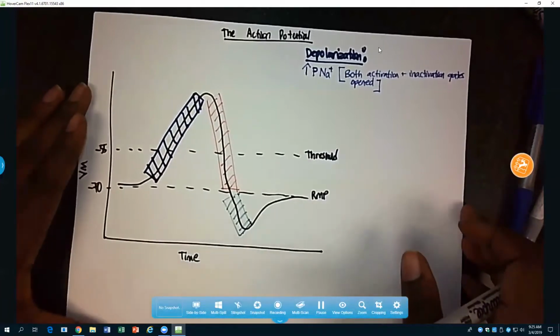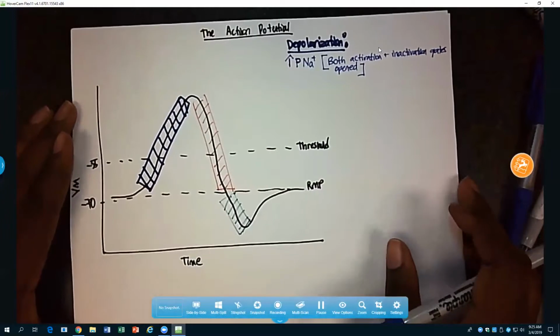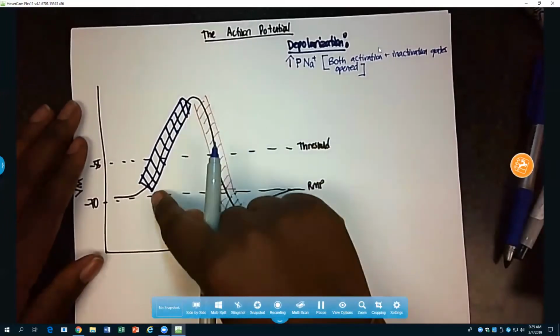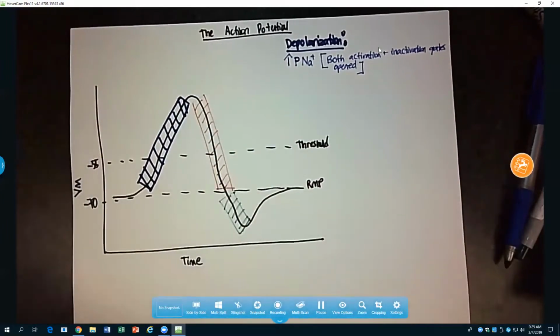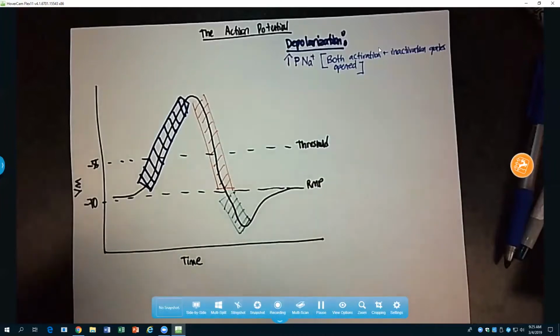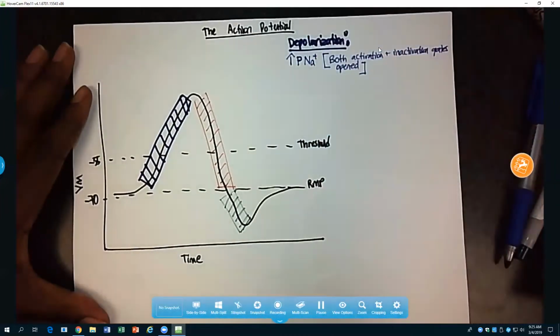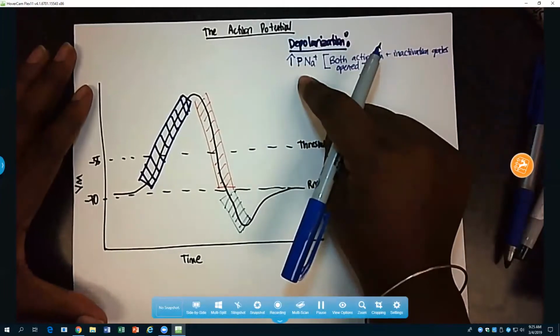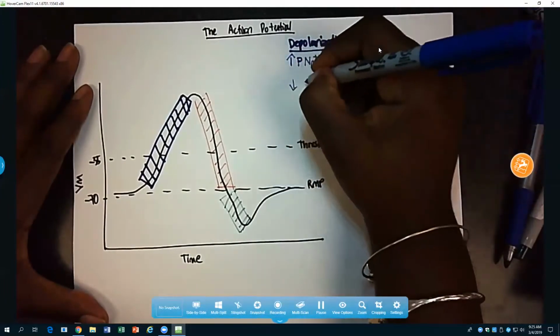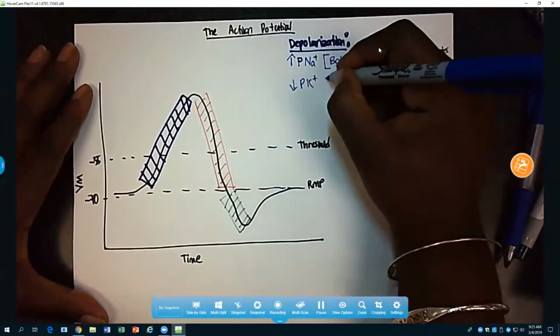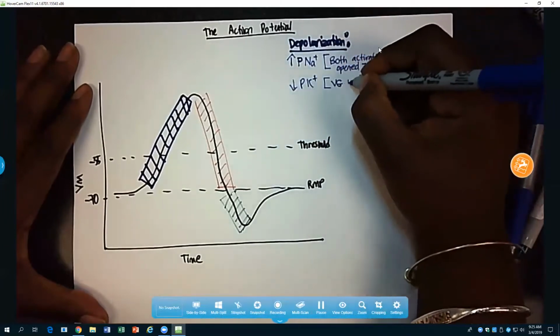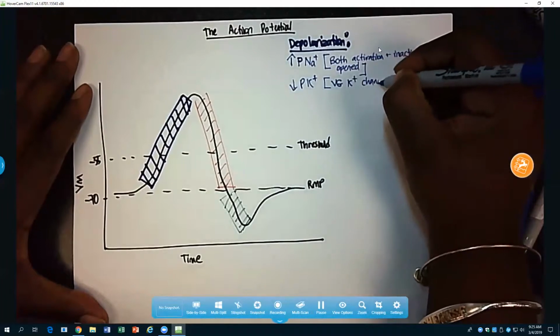What about the membrane permeability to potassium at this point? What's happening in this phase to the membrane permeability of potassium? So we know at rest, there's an increased permeability to potassium. Is it? It's decreased, so it's slightly decreased. So during depolarization, we have an increased permeability to sodium and a decreased permeability to potassium, which simply means that the voltage-gated potassium channels are closed.